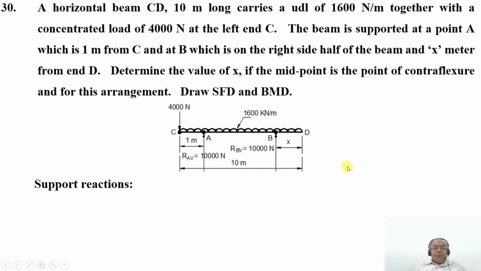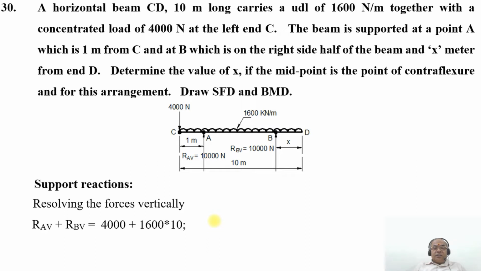So first, we want to find out the support reactions. Resolving the forces vertically, upward reactions are equal to downward loads. RAV plus RBV will be equal to 4000 plus 1600 into 10. So on simplification, RAV plus RBV will be equal to 20,000 Newton.